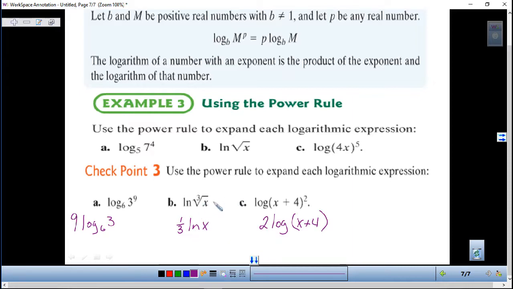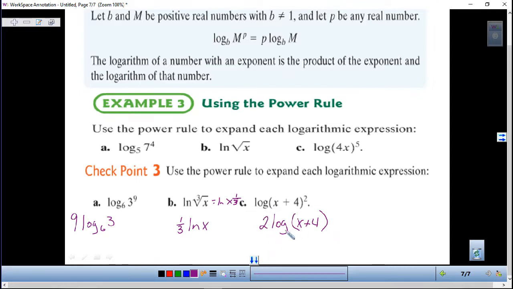With this, we could just rewrite that as the natural log of x to the 1/3 with that cube root there. And then bring the 1/3 out front and get 1/3 natural log of x. And then the common log of x plus 4 quantity squared, all we can do is move that 2 out. You cannot express this any simpler than that.